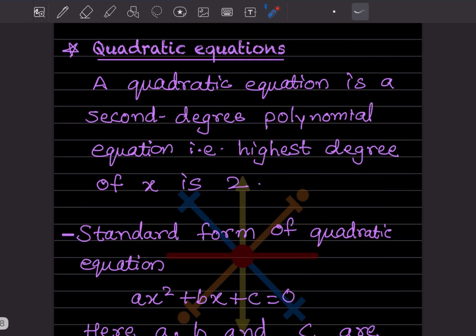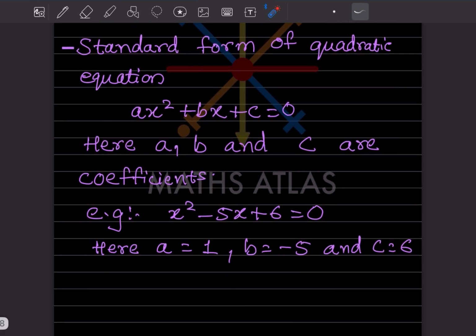First, let us see what we mean by a quadratic equation. In a simple way, we can say a quadratic equation is a second degree polynomial equation. What do we mean by a second degree polynomial equation? It means the highest degree of x should be 2. If the highest is a cube, that is not a quadratic equation. The standard form of the quadratic equation is ax square plus bx plus c is equal to 0.